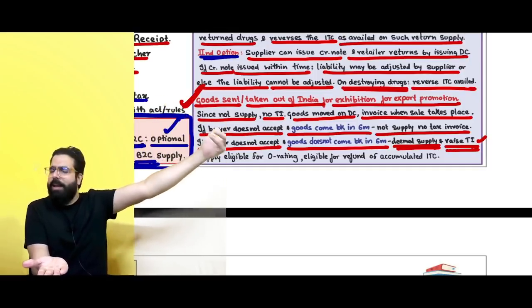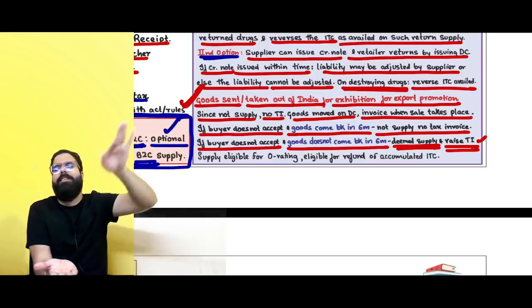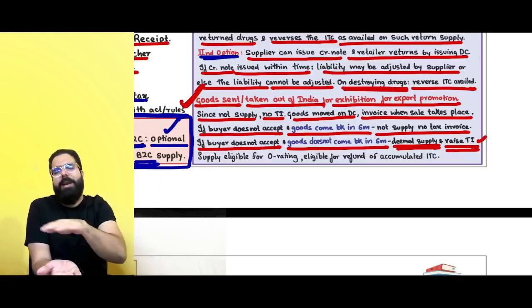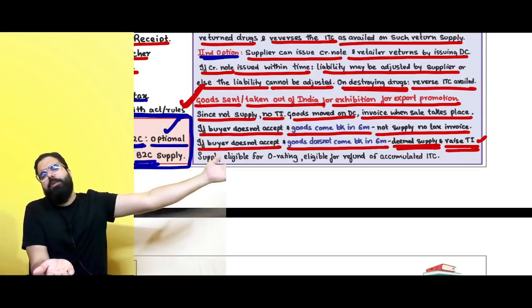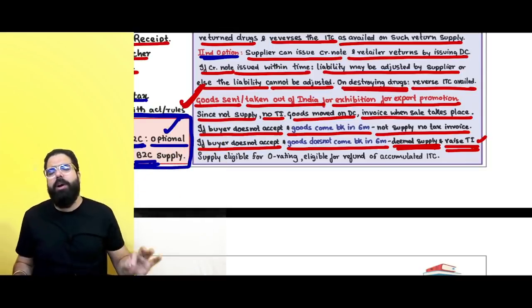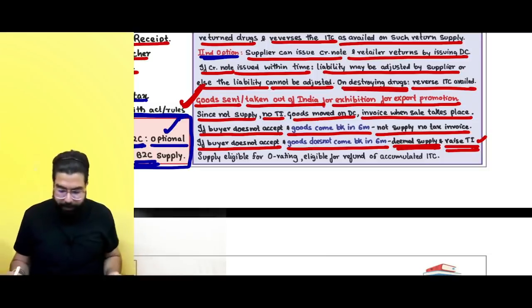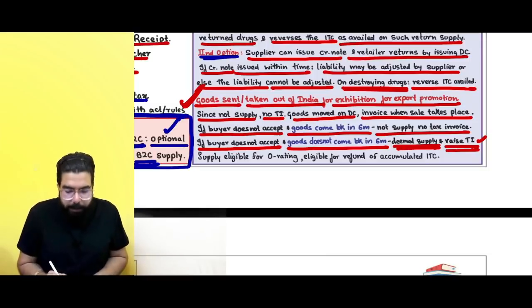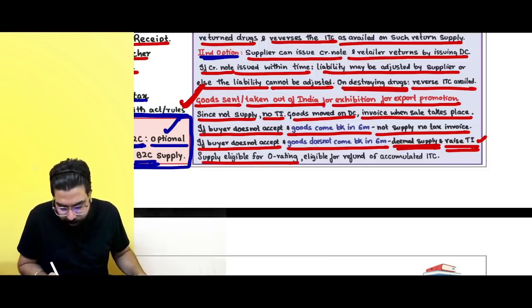When supply takes place, raise the invoice. If supply does not take place, get it back within 6 months, not a supply, no invoice. But sir, if you don't get it back within 6 months, then after the expiry of 6 months you have to raise the tax invoice and pay the GST to the government. Done. Sir, because it's an export, exports are eligible for zero rating.